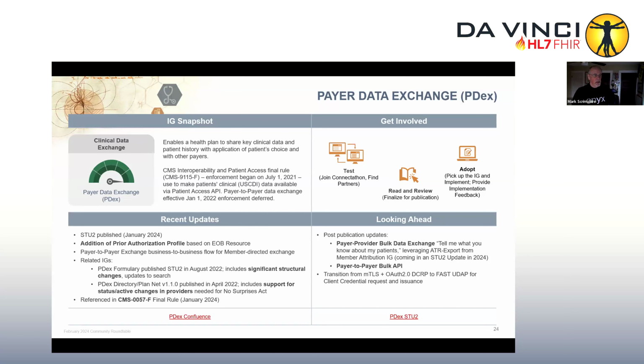There are a lot of implementations out there. We've not been sitting around since then. We've actually published an STU2 update in January, and that added a prior authorization profile in support of the latest CMS rule. We're actually also working on providing those provider access APIs and payer-to-payer APIs that are required in the rule, and that's going to be the focus of an STU 2.1 update.